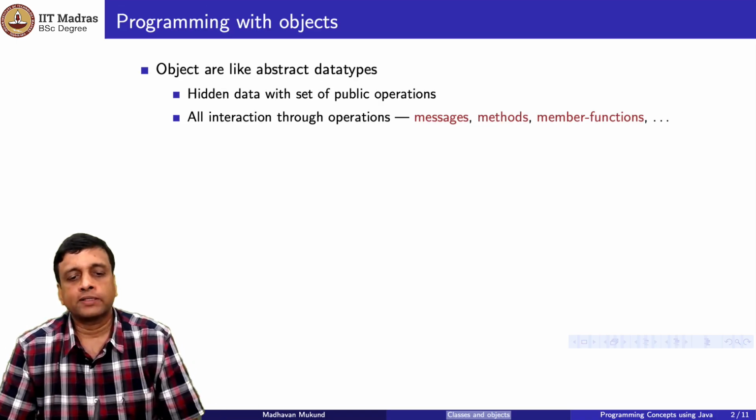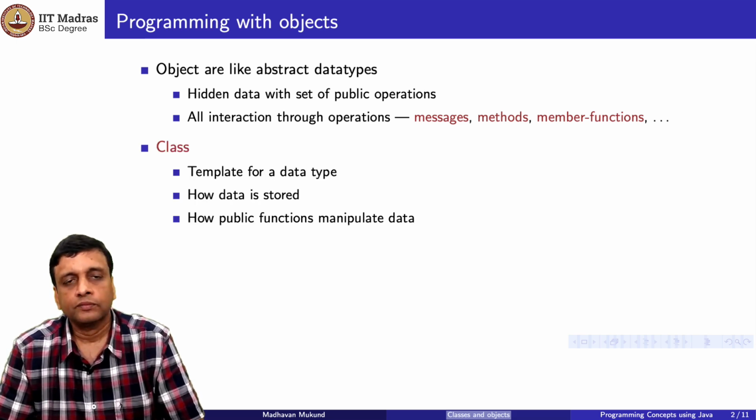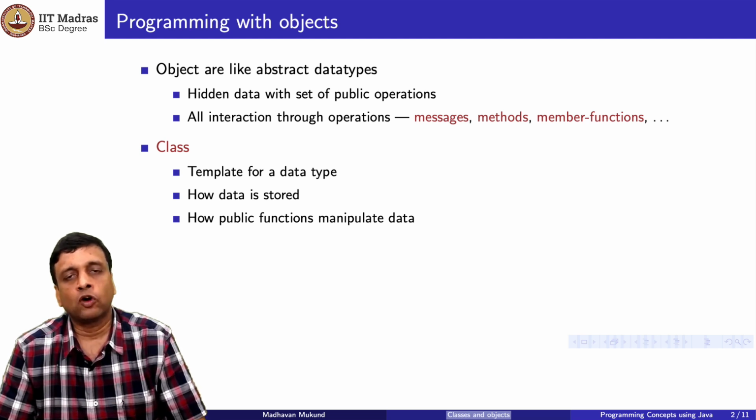So remember that objects are like abstract data types. An object has a hidden set of data with a set of public operations, and the interactions are through these operations, which we sometimes call messages or methods or member functions. When we implement this in a programming language, we have a two-step process. First we have to declare the properties of such an object. This is what we usually call a class.